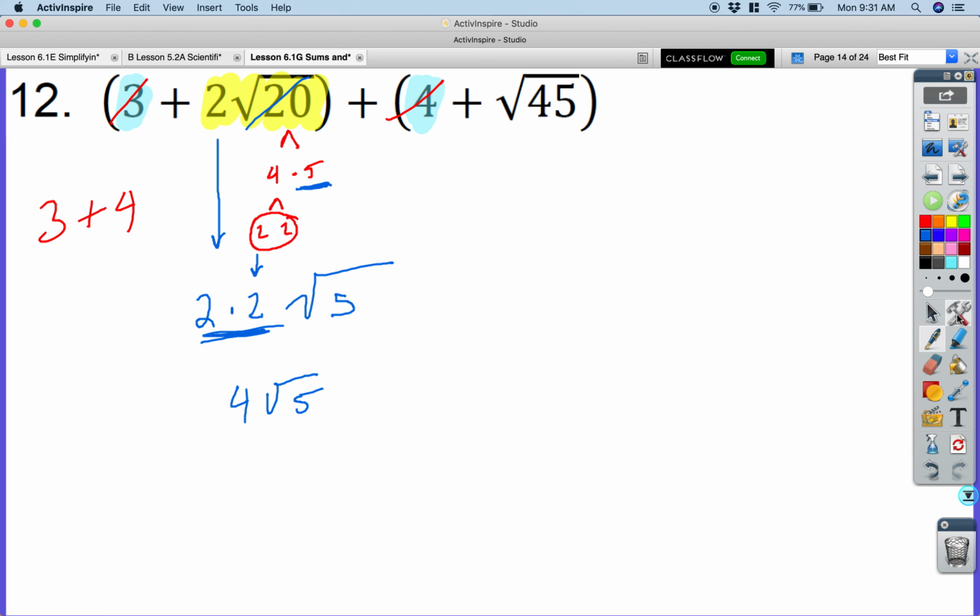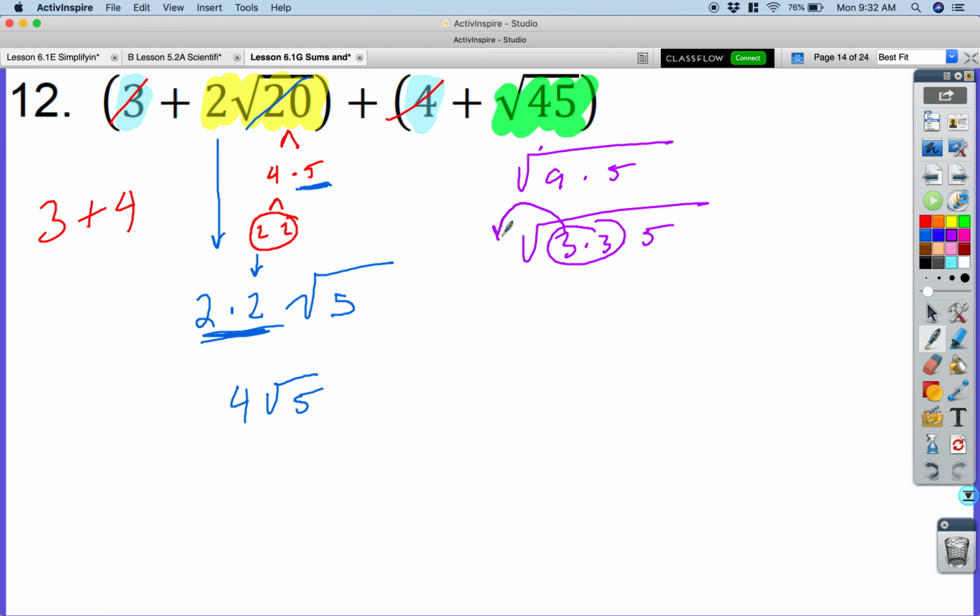Next thing, I'll move to the next part of the question. I'm going to look at the square root of 45. I'm going to solve that in purple. So the square root of 45 is 9 times 5, which is equivalent to 3 times 3 times 5. I have a pair, so this 3 is going to come out on the outside, and I have a square root of 5. So if I write everything that I had down, I had 3 plus 4 rad 5 plus 3 rad 5. Remember, I can add integers with integers.